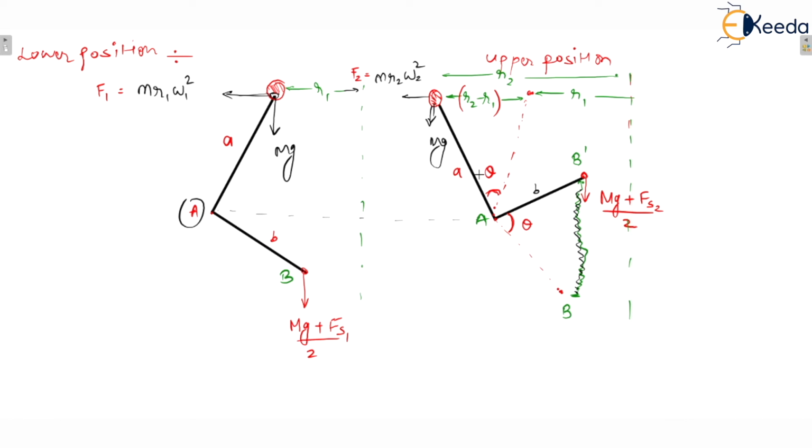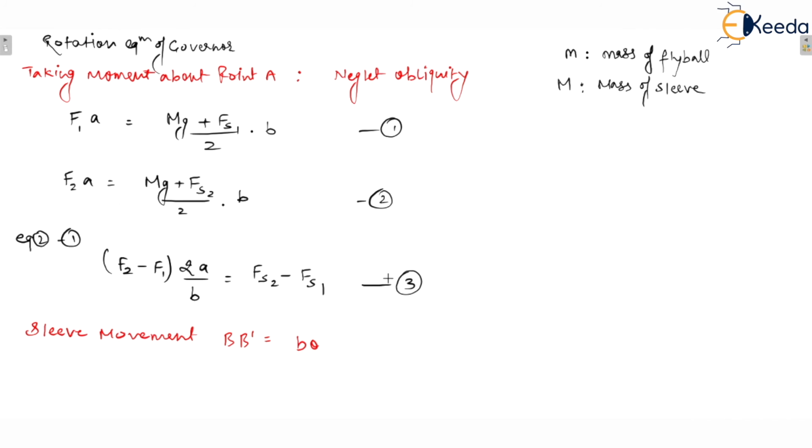Similarly, we can write r2 minus r1 is equal to a into theta. So from here theta would be equal to (r2 minus r1) upon a. Let me write here that a theta is equal to r2 minus r1, and b theta is equal to the sleeve moment. So from here you can replace the value of theta in terms of (r2 minus r1) upon a. Let me write down the sleeve moment BB dash. This is b, and which becomes (r2 minus r1) upon a.